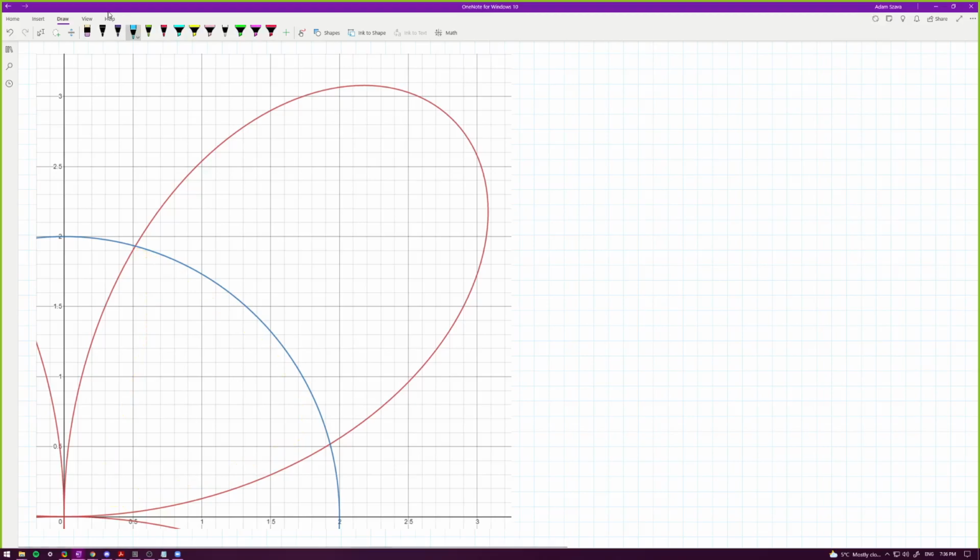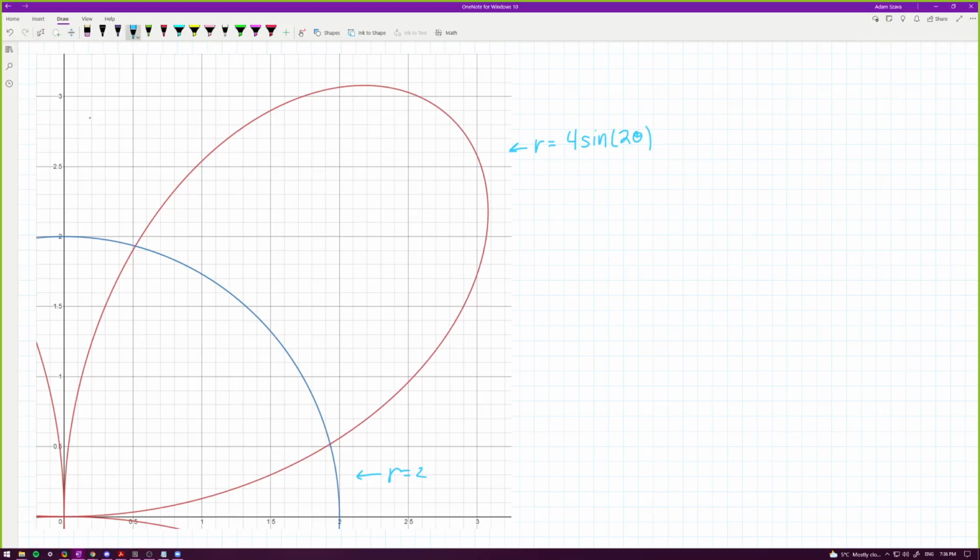Let me specify what our functions are. That's r equals 2, and this is r equals 4 sine 2 theta.